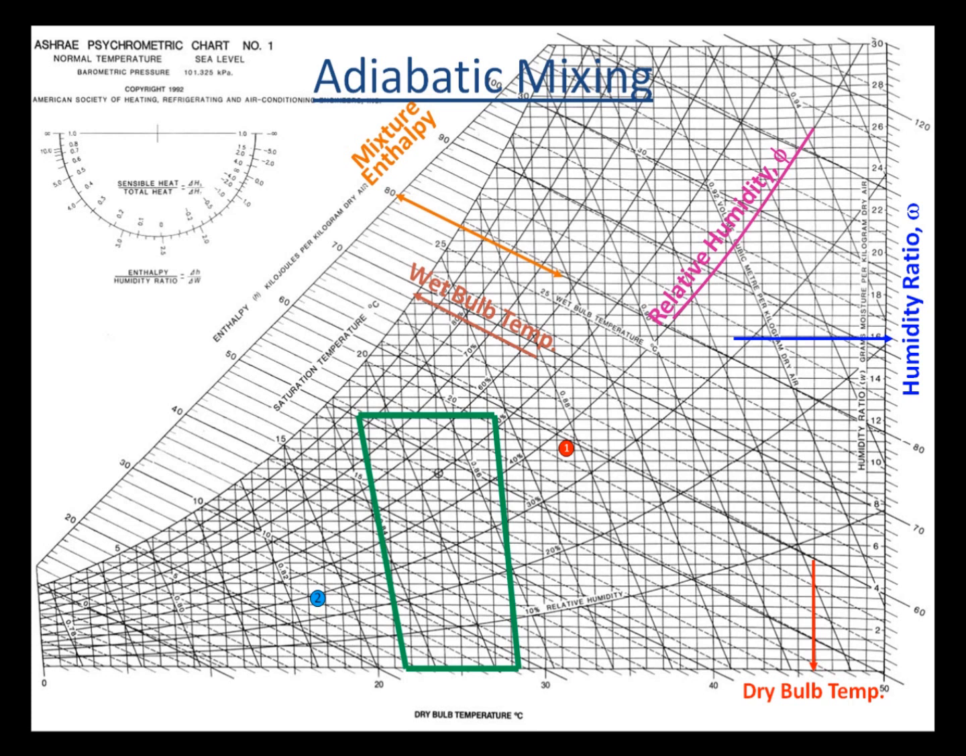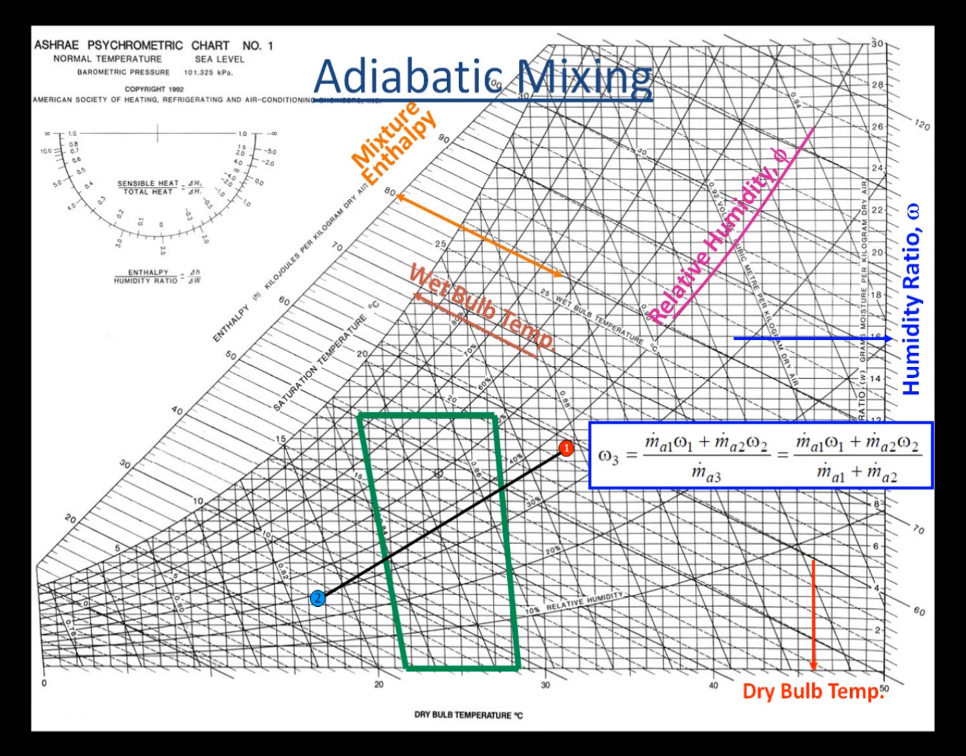Well, the first thing I'm going to do is connect state 1 and state 2 by a line. Now that I have them connected by a line, I know state 3 has to fall somewhere on the line, in between these if I'm mixing the 2 together. Where does it fall between those 2 points? Well, there's 2 methods to figure that out. One is using humidity ratio, the other is enthalpy. So one's using conservation of mass, the other using conservation of energy, the first law of thermodynamics. Let's look at using conservation of mass first.